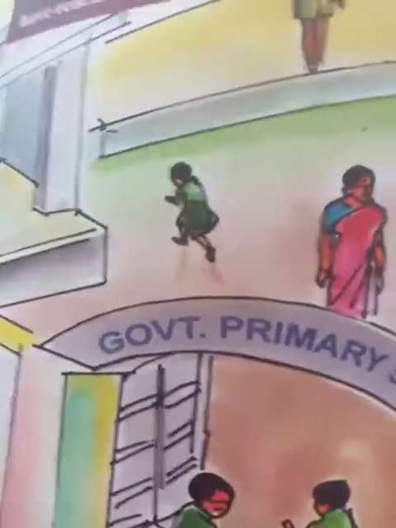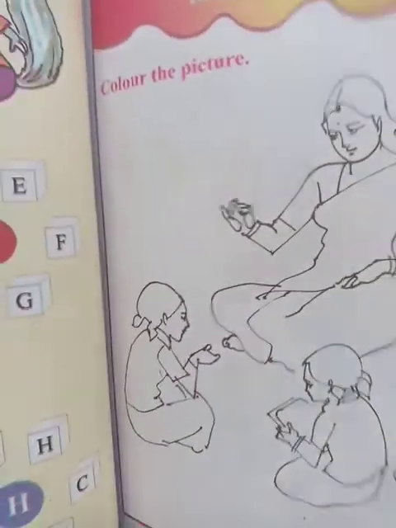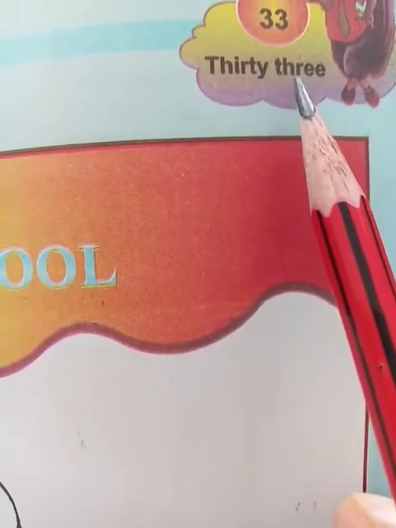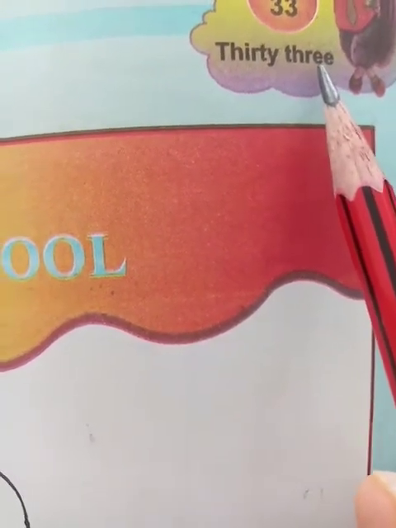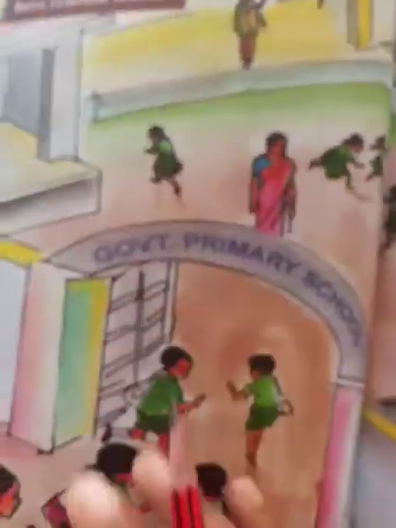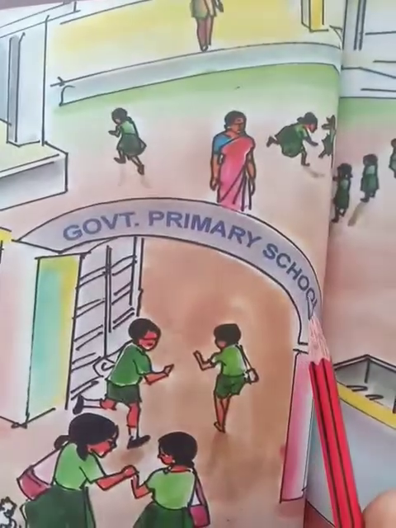Now turn the page. What is the page number? 33. Yes, so color it, okay? Next, turn to page 34. Here we have seen government primary school.